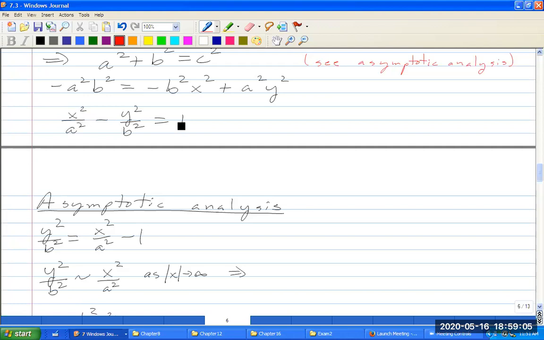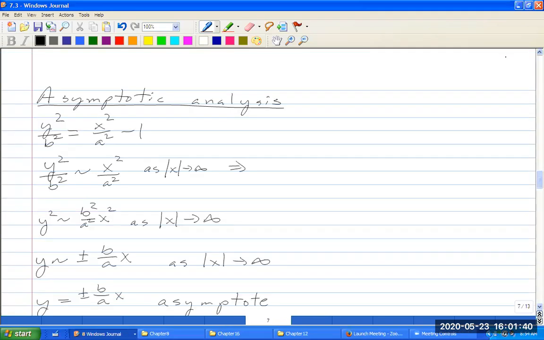Now, as x gets large, the -1 really doesn't make any difference. If x is gigantic, then x squared is going to be much bigger than a squared. Say that x is 10 billion times a. Well, then x squared over a squared is 10 billion squared. Subtract 1 from it.